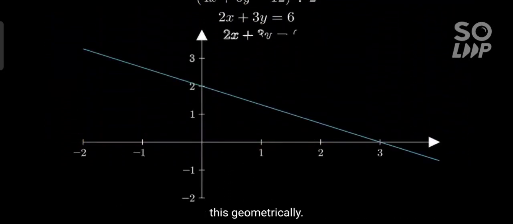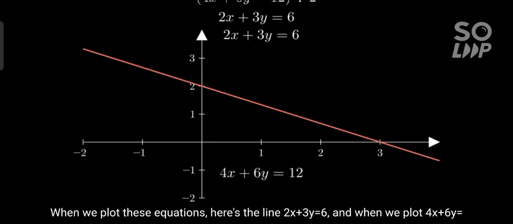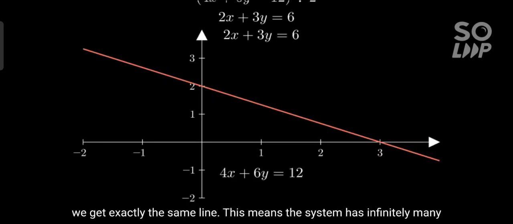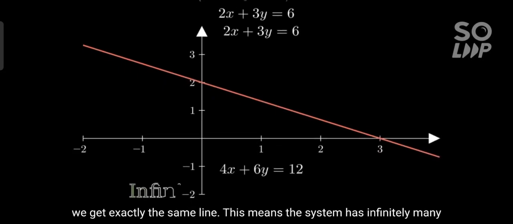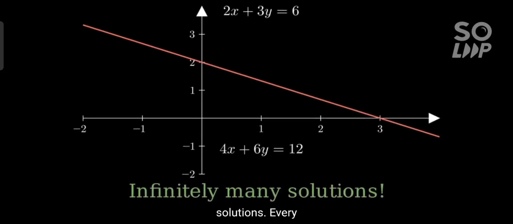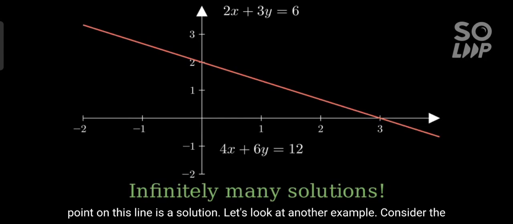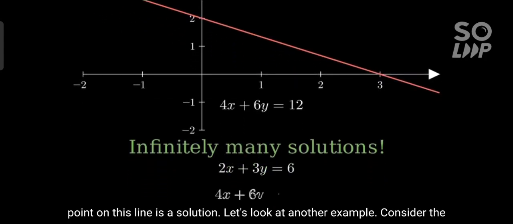This means these lines are actually the same line. Let's visualize this geometrically. When we plot these equations, here's the line 2x plus 3y equals 6. And when we plot 4x plus 6y equals 12, we get exactly the same line. This means the system has infinitely many solutions. Every point on this line is a solution. Let's look at another example.